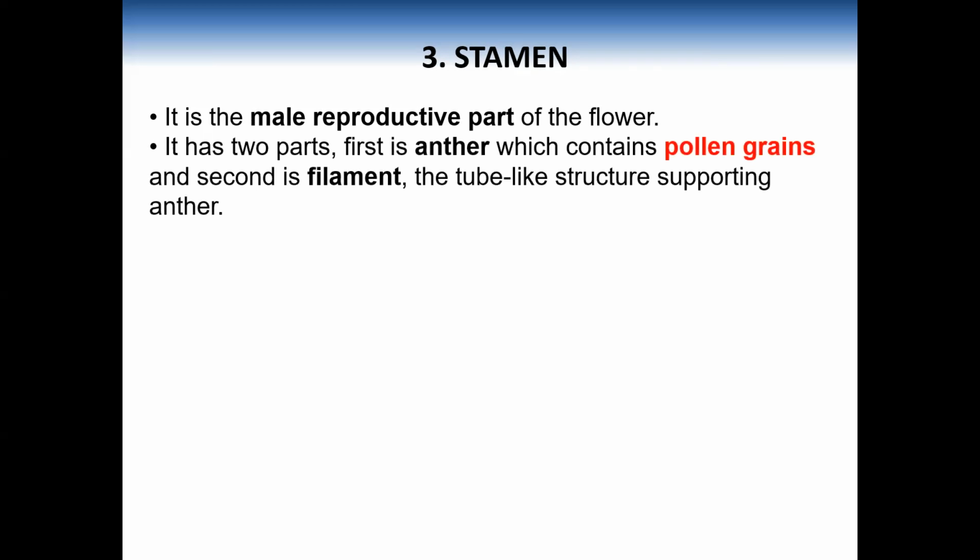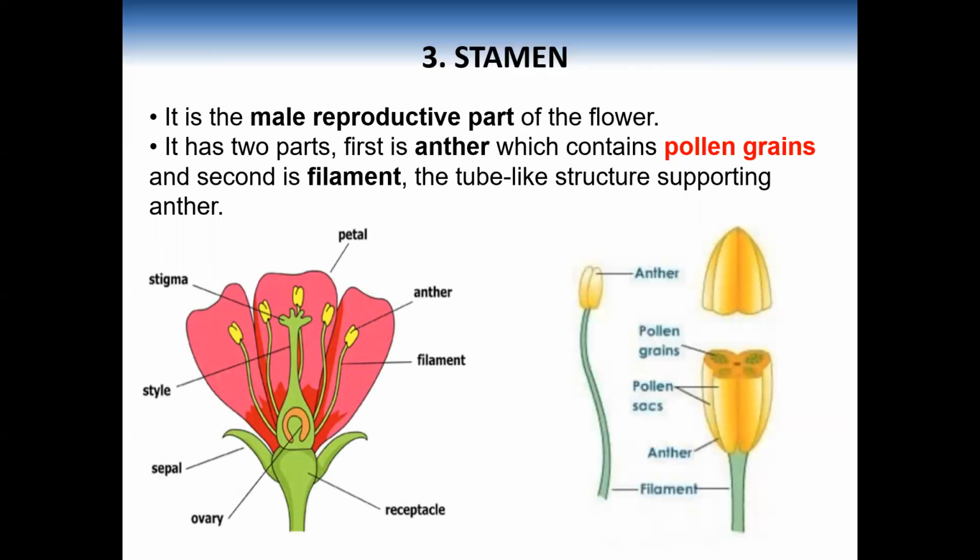Third part of the flower is stamen. It is the male reproductive part of the flower. It has two parts. First is anther, which contains pollen grains. These pollen grains are yellow in color and help in the process of reproduction. Second is filament, which is a tube-like structure supporting anther. So this is stamen. This structure is known as anther, which contains pollen grains, whereas this tube-like structure is known as filament.